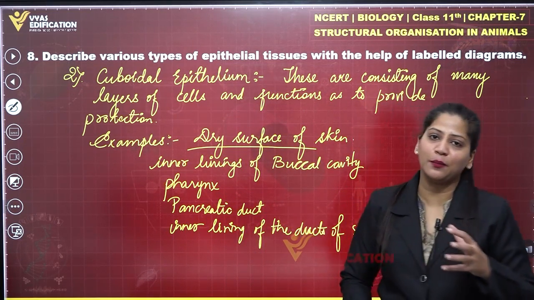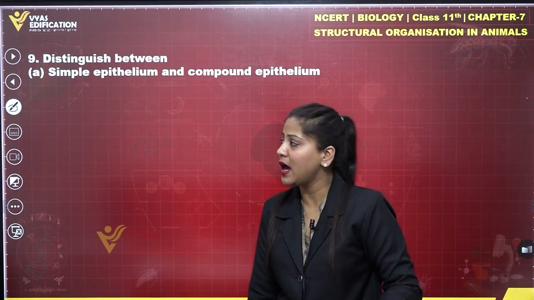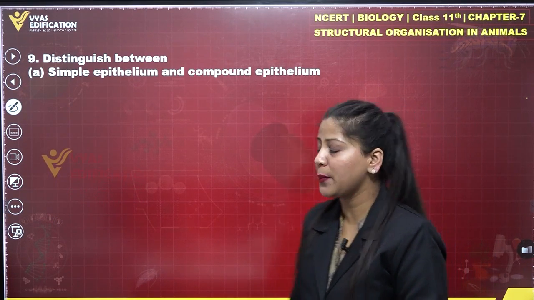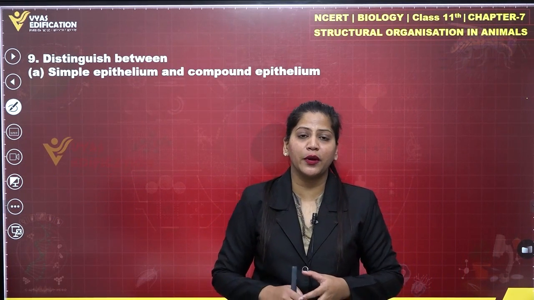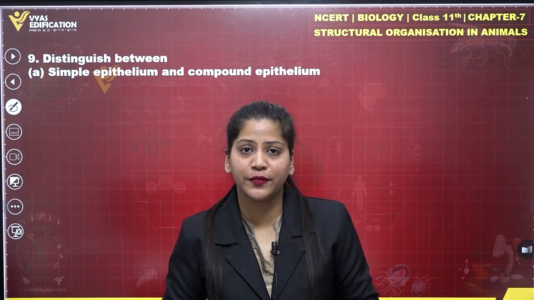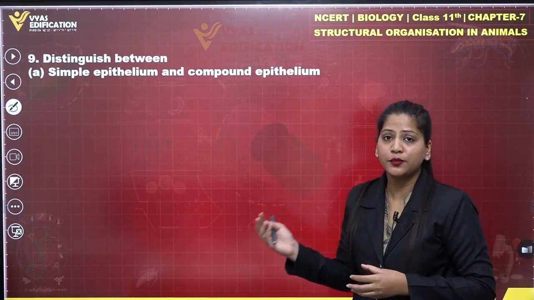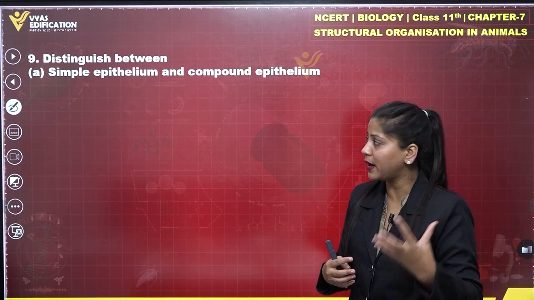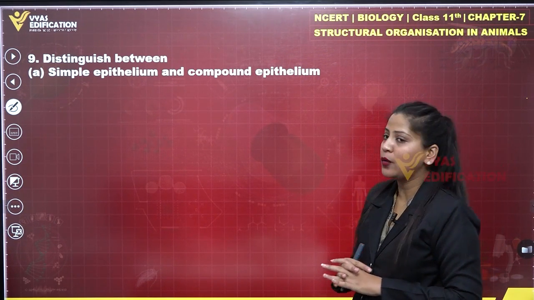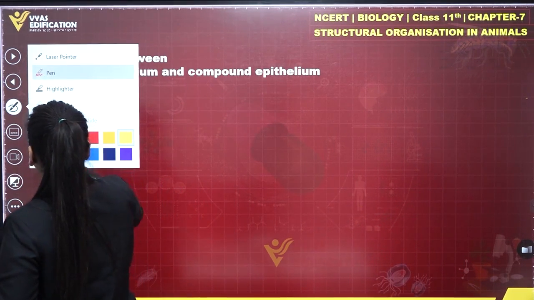And with this we have completed question number 8. So now let's discuss question number 9, distinguish between simple epithelium and compound epithelium. Basically this question number 9 contains 5 parts and we have to distinguish between all of them into different parts. So on this first slide we have the first part of this question, and we have to distinguish between simple epithelium and compound epithelium. So let's write the difference.